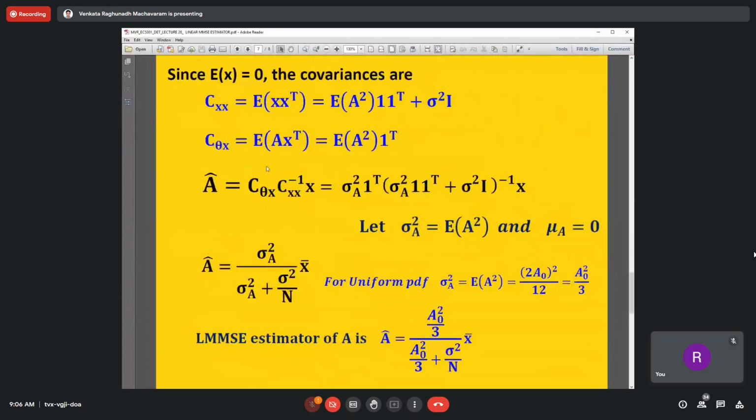So substituting that, we get sigma A square times the inverse of sigma A square plus sigma square. What is sigma A square? It is the expectation of A square, since the expectation of A, mu A, was 0 because it was a two-sided uniform density function. Therefore, this value simply becomes sigma A square divided by sigma A square plus sigma square by n, times x bar.